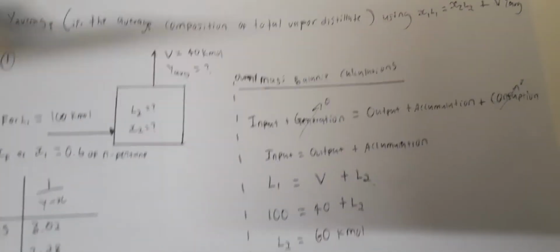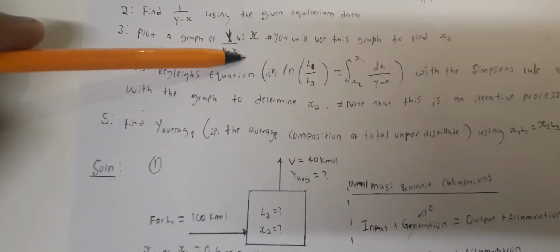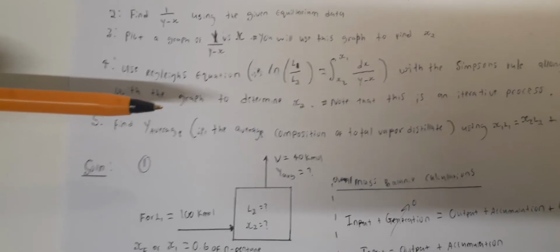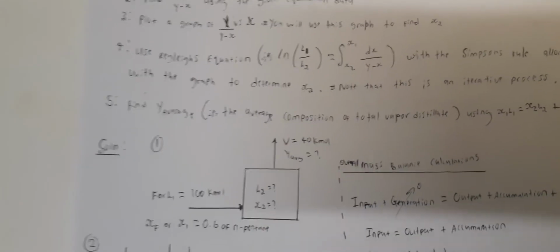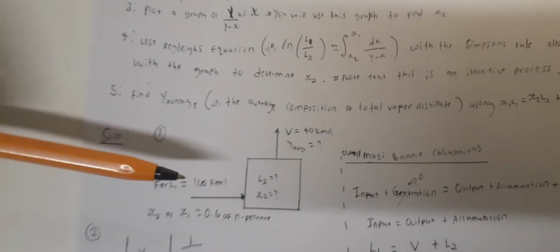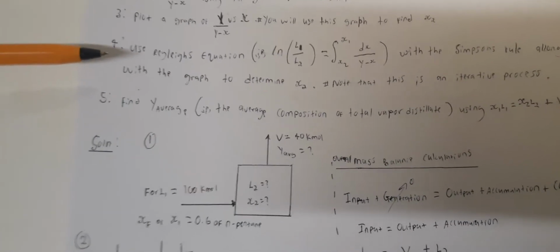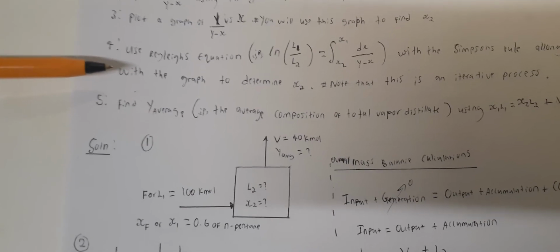Once you've done this, you can move to step 3, which is to plot this 1 over y minus x versus x. In this case, you will see the graph later on when we try to solve the problem. So after step 3, we can move to step 4, which is the more crucial one for the problem.